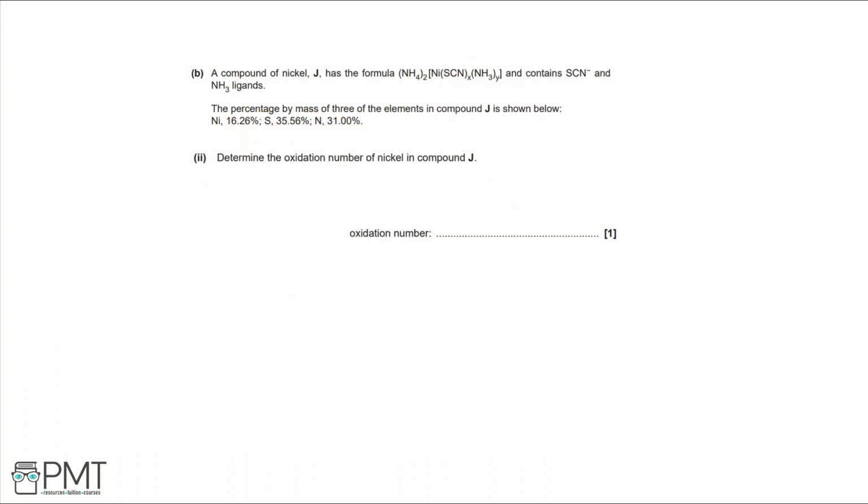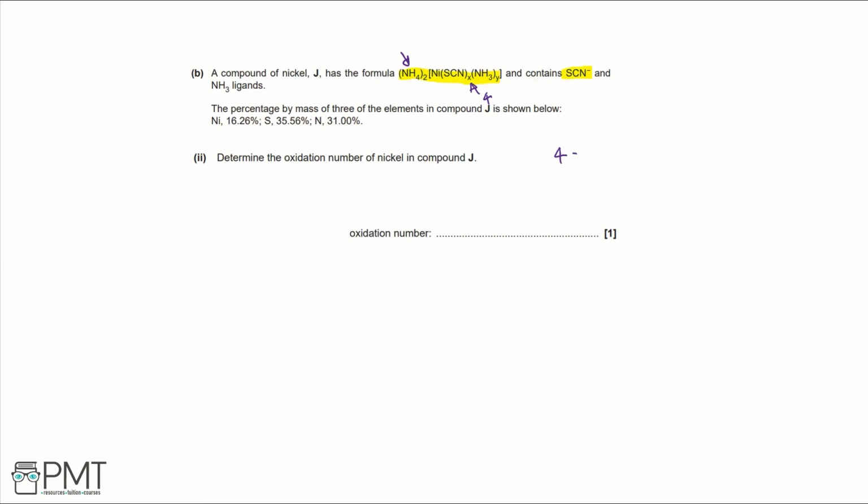Part 2. Determine the oxidation number of nickel in compound J. So for this question, we're looking at the formula and trying to work out the oxidation number of nickel in compound J. So this could also be known as the charge of nickel in compound J. So we know that the only ligand with a charge is this SCN-, and we know that X is 4 from the previous question. So we have a 4- charge for all of our ligands because ammonia, or NH3, has a 0 charge. Then we need to look at this NH4. So this is what most people don't look at.